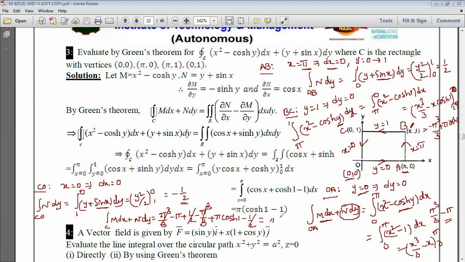If we take pi as common, what we get? Cos h1 minus 1. Pi into cos h1 minus 1. Here also pi into cos h1 minus 1. So therefore simply what we write is the statement: integral M dx plus N dy equal to this one. Hence Green's theorem is verified, we write like that. Okay, if they ask to find verification.